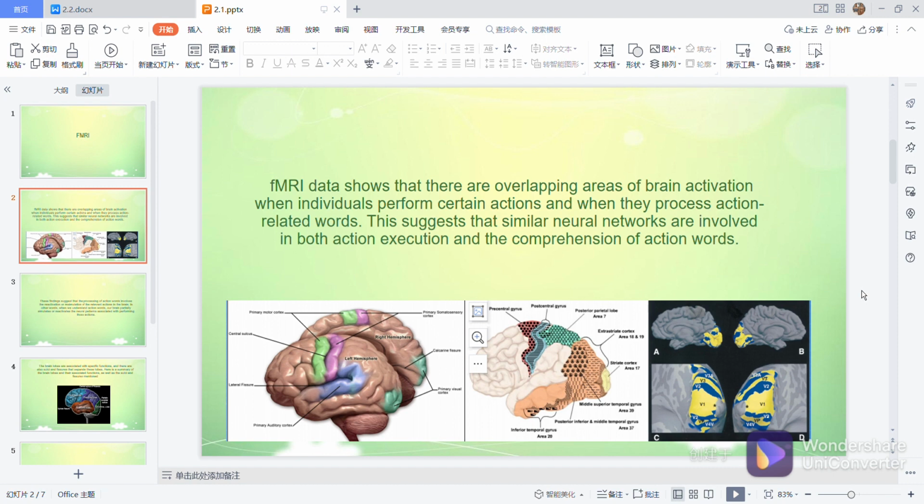Similarly, arm-related words activate areas adjacent to and overlapping with regions involved in finger movements. Face-related words activate areas adjacent to and overlapping with regions involved in tongue movements.